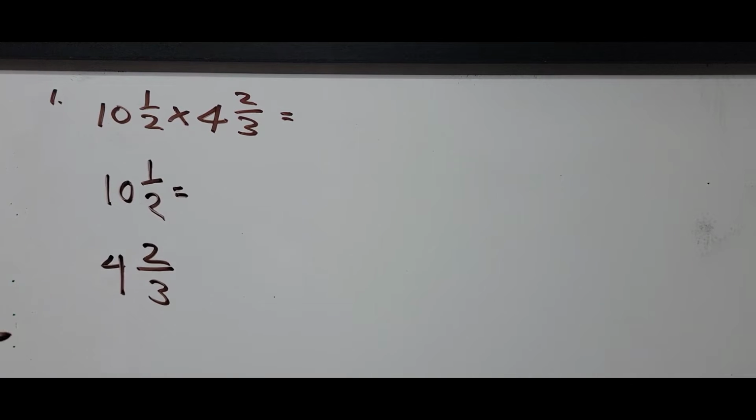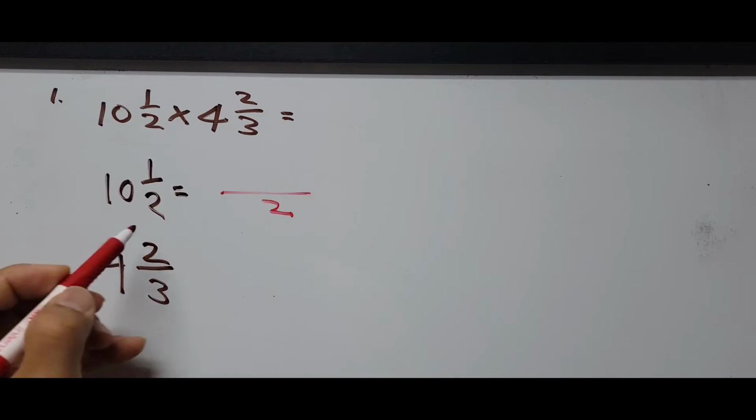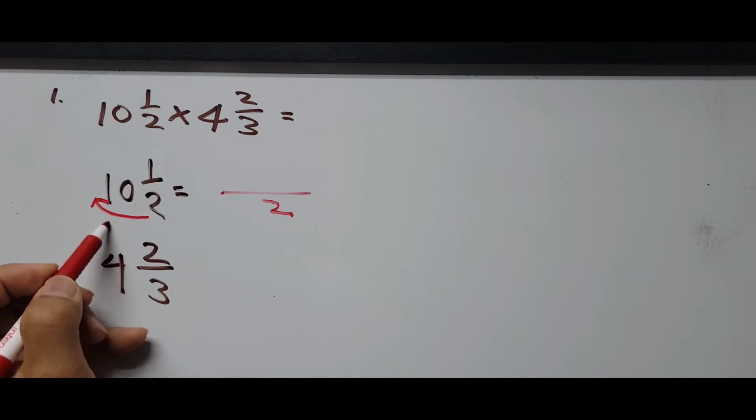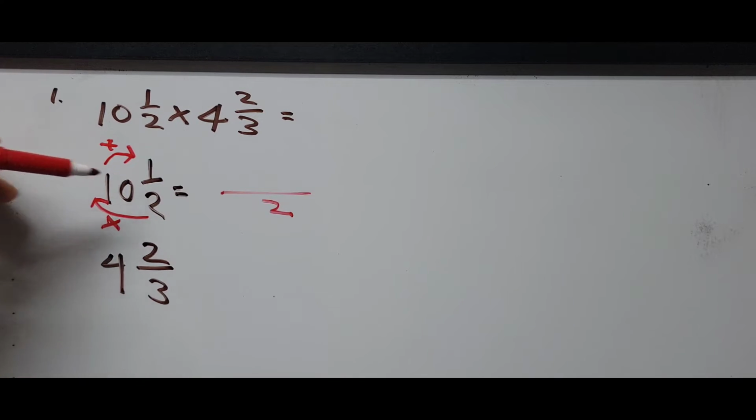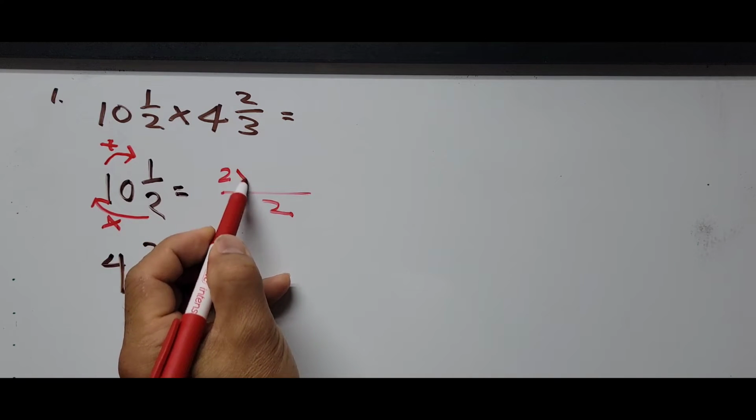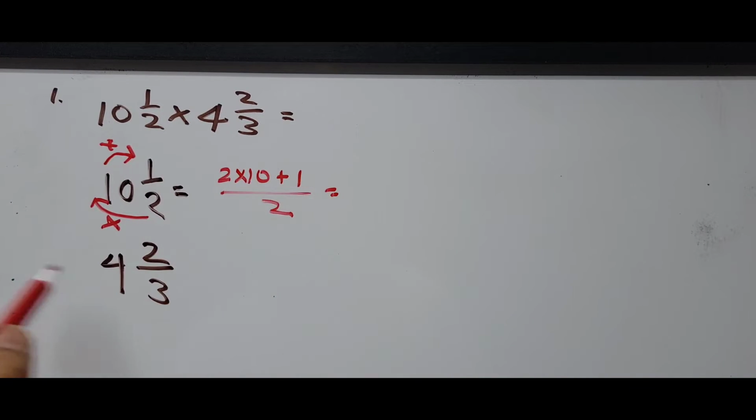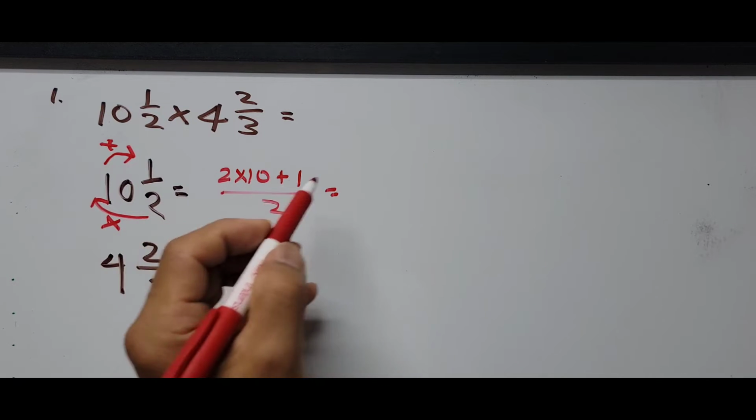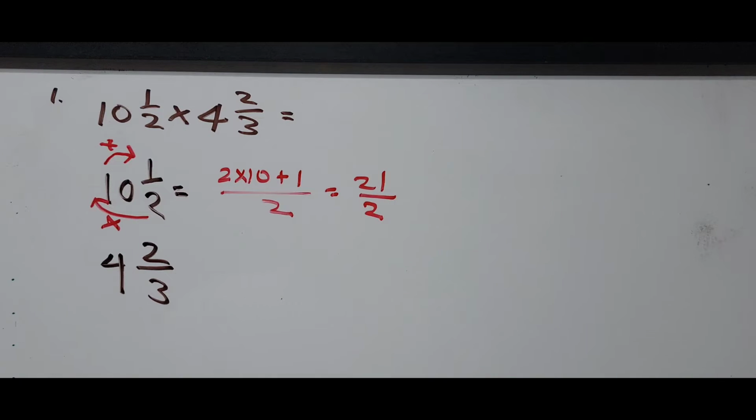To convert these mixed numbers into an improper fraction, all we have to do is copy the denominator, in this case 2, multiply that to the whole number, and then add that to the numerator. So let's proceed. 2 times 10 plus 1. So we end up with 2 times 10 is 20, plus 1 is 21. And just copy the denominator. Okay. And the second one, the same thing.